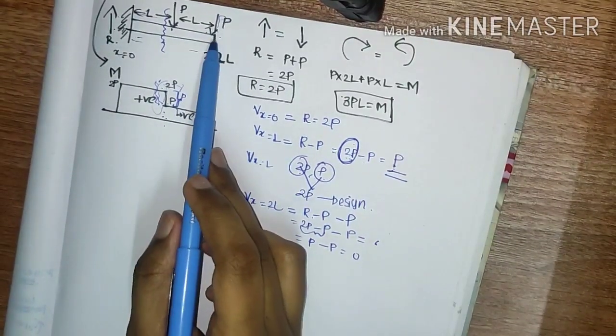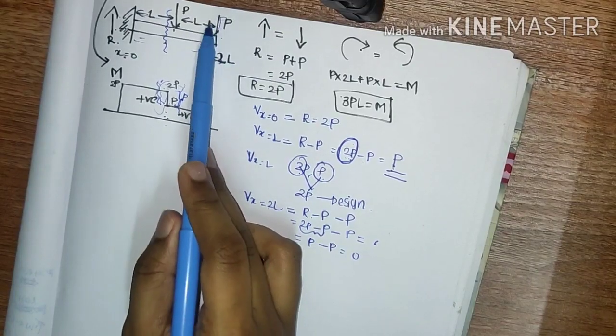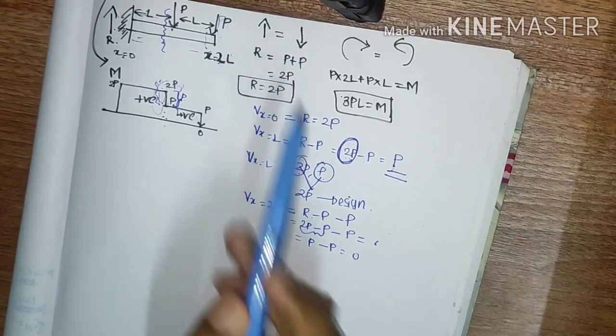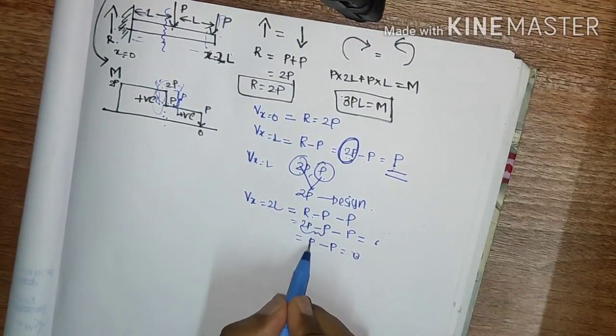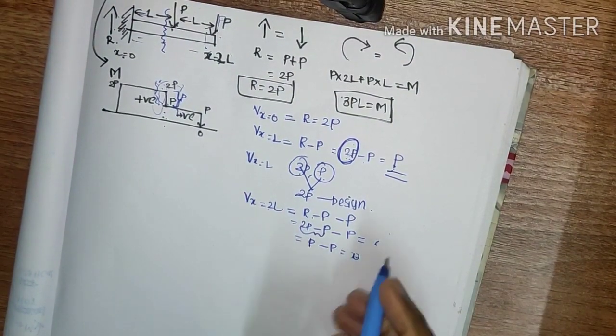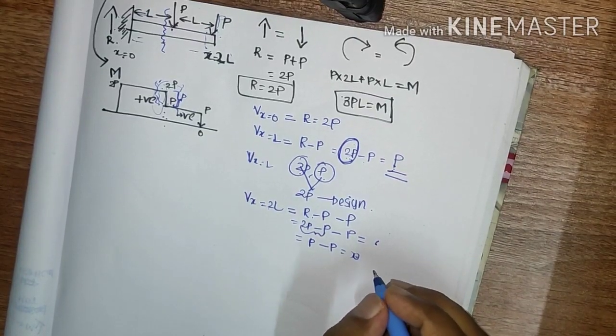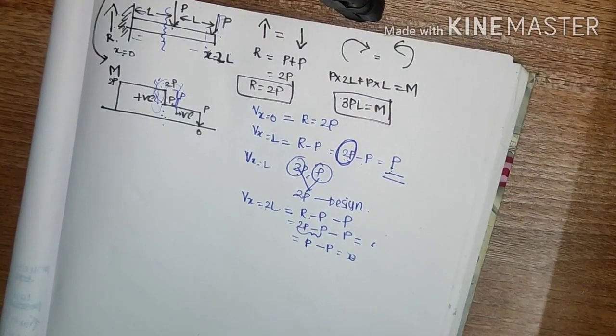So at this point, what will be the shear force? Before, if we take, there is P, and after, if we take, there is 0. So before it is P and after 0. So what will be the shear force at this particular point? If somebody asks you, it is P.